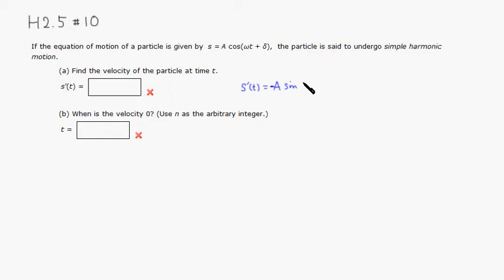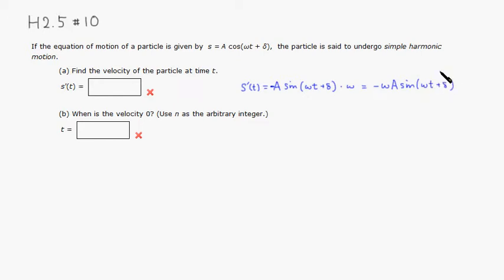Then leave the inside function as it is, so omega t plus delta. Then multiply by the derivative of the inside. So the derivative of omega t would be omega, and the derivative of delta is 0. So if you clean it up, it's going to be negative omega A sine of omega t plus delta.